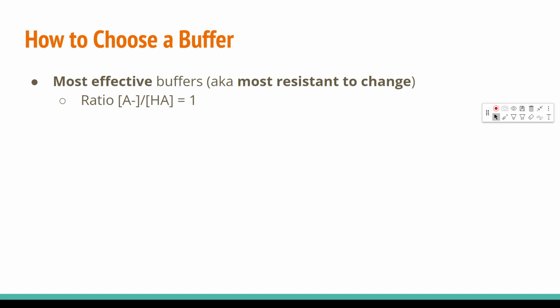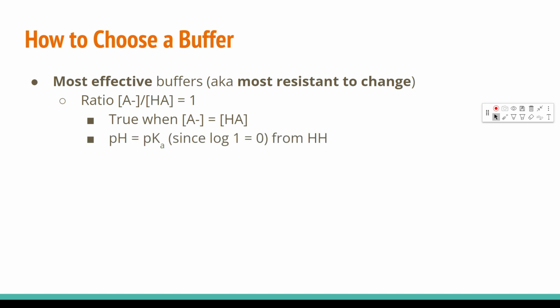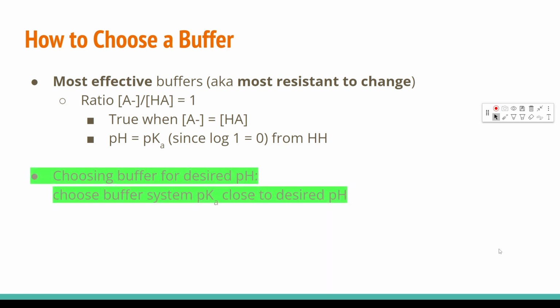So if the ratio is 1, where you have both of them equal to each other, like I said here, then pH equals pKa. If I take the second part of the HH equation, which is the ratio here, log of this equals 1, and so log of 1 equals 0, and that's why pH equals pKa. And so you want the most effective one by looking at the pKa and seeing how close it is to the desired pH, so whatever pH you want to get to.